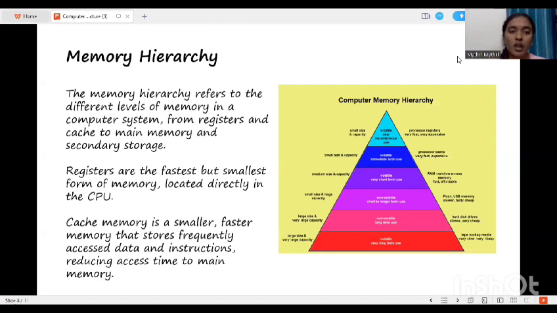Main memory hierarchy. The memory hierarchy refers to the different levels of memory in a computer system, from register and cache to main memory and secondary storage. Registers are the fastest but smallest form of memory located directly in the CPU. Cache memory is a small and fast memory that stores frequently accessed data and instructions, reducing the access time to main memory. Computer memory hierarchy.